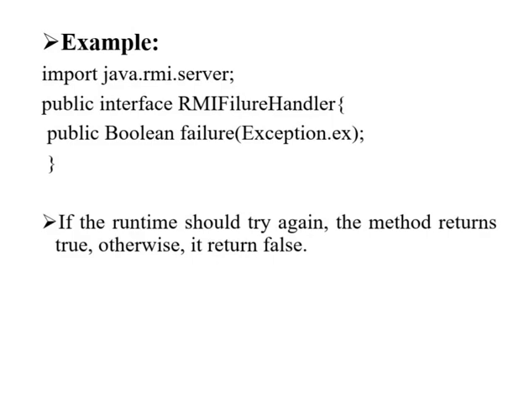When the server socket creation fails during the initial export of the object, the RMIFailureHandler is not called. When an attempt to construct a server socket fails, the RMIFailureHandler is called. This is all about the RMIFailureHandler interface.